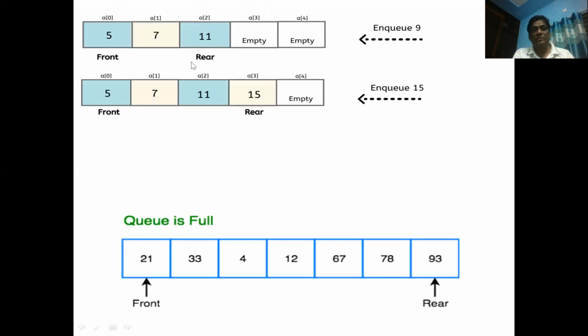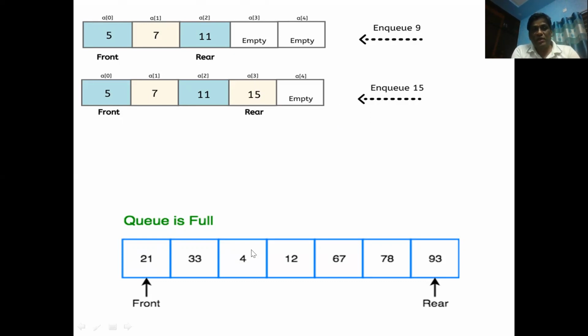This is the diagrammatic representation of the operation. Assume that initially there are three elements, 5, 7, 11, and I want to insert 15 into this. 15 will be inserted after this 11. So rear is here. After incrementing rear by 1, it points to the next position, and the new value will be inserted over here. So A[3] is equal to 15.